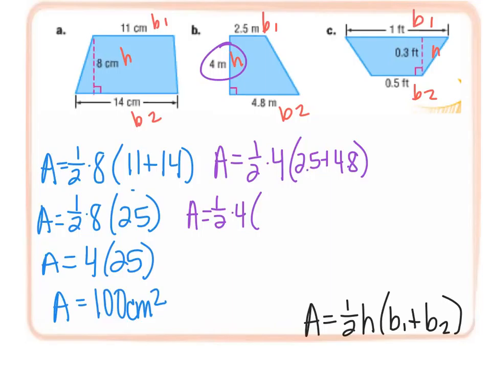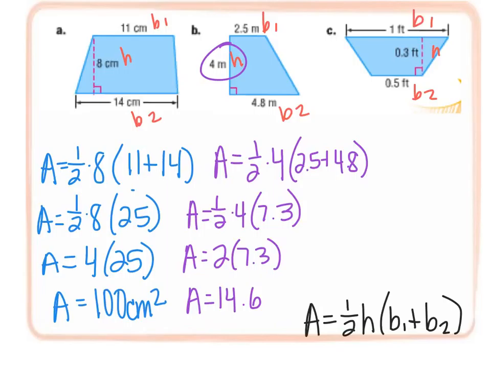So 5 and 8, that's going to give me 13, so I have to carry my 1. 2 and 4 plus that carried 1 is going to give me 7, plus my decimal. Okay, A equals half of 4 is 2 times 7.3. So I'm just going to double 7.3, and 3 doubled is 0.6, 7 doubled is 14. So my answer is 14.6. Check my label, meters squared.